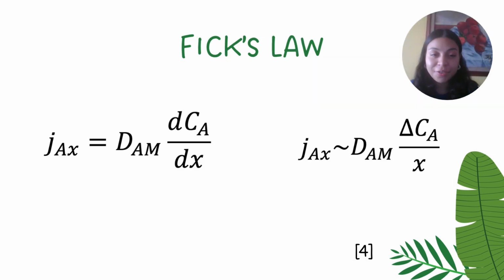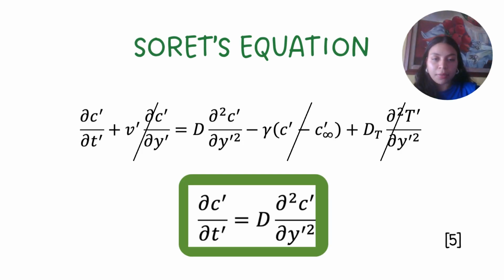To calculate diffusion, it is usually used Fick's law, which is shown on the left, and on the right it is shown its approximation. However, neither of these can be used in our lab methodology because we can't calculate the diffusive flux. As Fick's law can't be used in our case, we'll be using Soret's equation shown here.